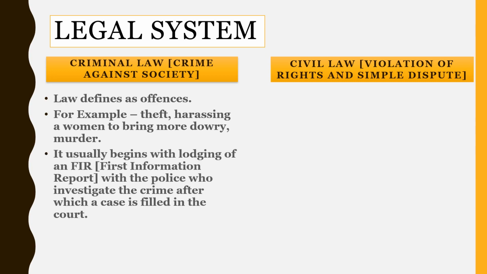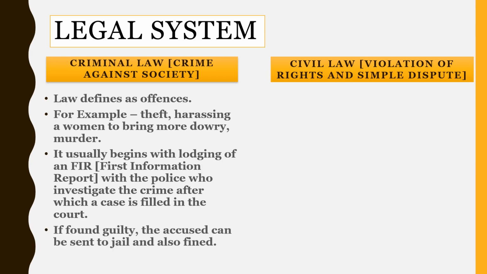It usually begins with the lodging of an FIR, first information report, with the police, who investigate the crime, after which a case is filed in the court. There are some procedures of filing the case. If a crime is committed, the first thing is the FIR, then the charge sheet, and the case, the trials. Then if the accused is found guilty, the accused can be sent to jail and also be fined, or both.